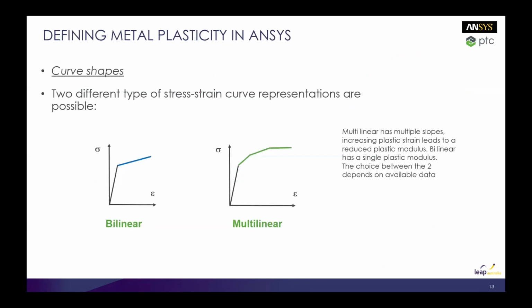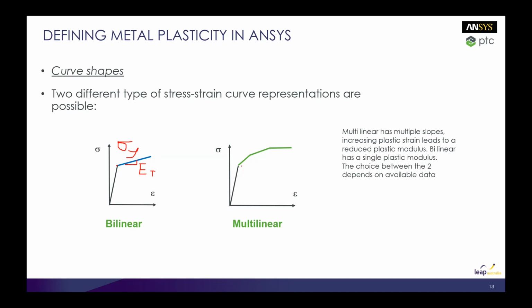Okay, how do we define metal plasticity in Ansys? There are essentially two different types of stress strain curve representations that we can use. The first is a bilinear material property. This assumes a linear relationship between the plastic strain and the post yield stress. You essentially put in your yield stress and your tangent modulus.